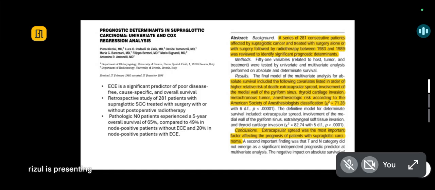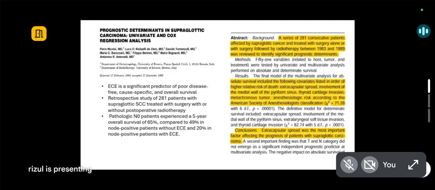So there was one study by Nicolai et al. that shows the prognostic determinants in supraglottic carcinoma with univariate and Cox regression analysis. It was a case series of 281 patients affected by supraglottic cancer, treated with surgery only or surgery followed by RT. The results show survival listed in the order of higher relative risk of death: extracapsular spread, then involvement of the medial wall of the piriform sinus, thyroid cartilage invasion, metachronous tumor, and anesthesiologic risk according to the American Society.